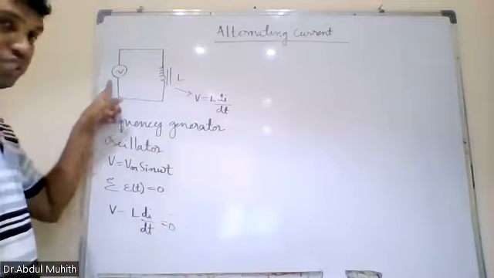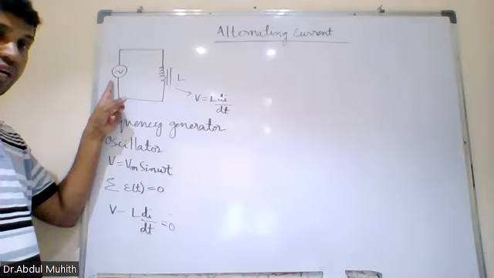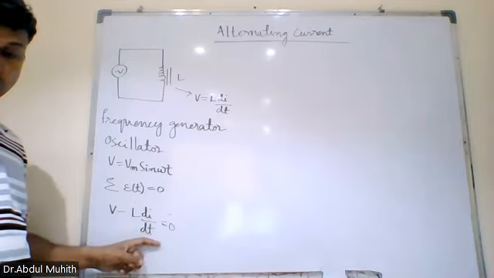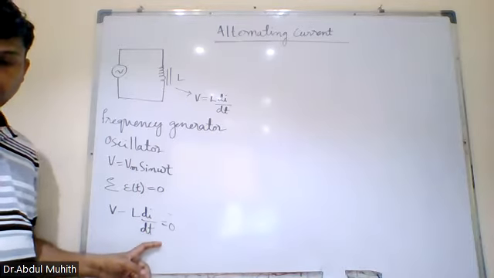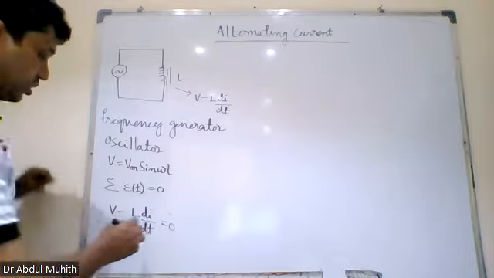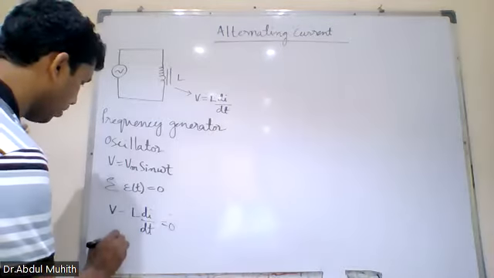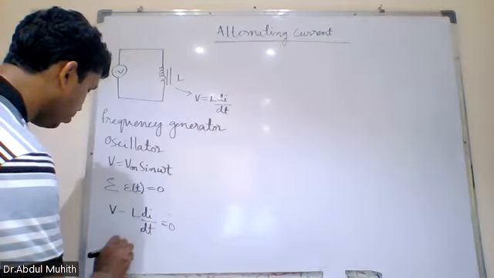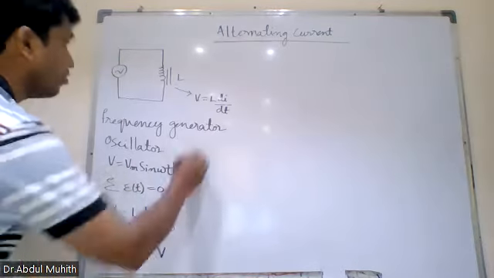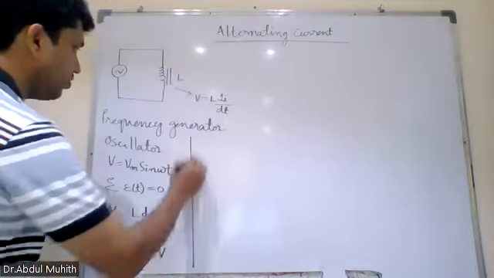So the voltage across the inductor is V minus L di by dt, using Kirchhoff's second law. Now I am going to solve this equation. So I will get L into di by dt, and L into di by dt is V.